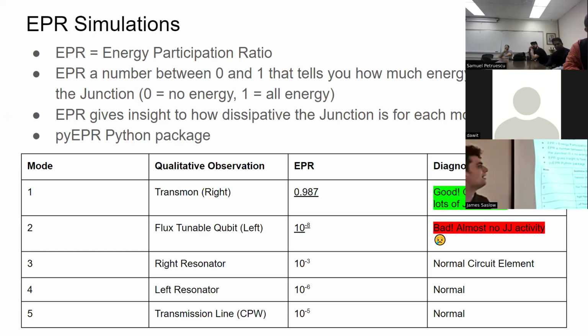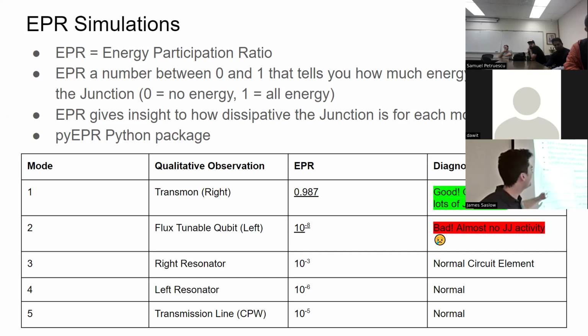So when I look through all these hand-picked modes where I see one part of the circuit light up, I have my qualitative observation where for mode 1, I said, oh, the transmon part of the circuit was really bright. So that's a mode for there. I get a very good EPR. I get an EPR of 0.987. And this is really good because qubits should have a lot of Josephson junction activity, right? That's one of the key ingredients that makes a qubit, the Josephson junction.